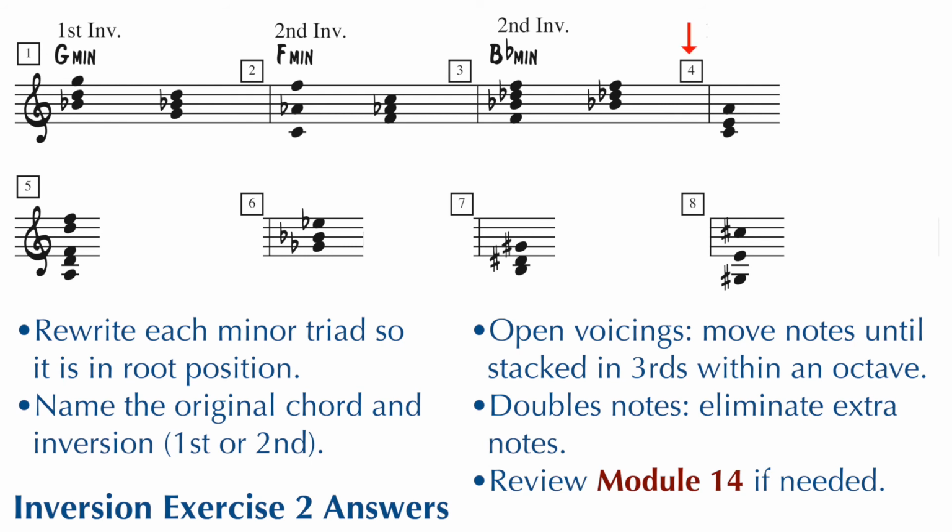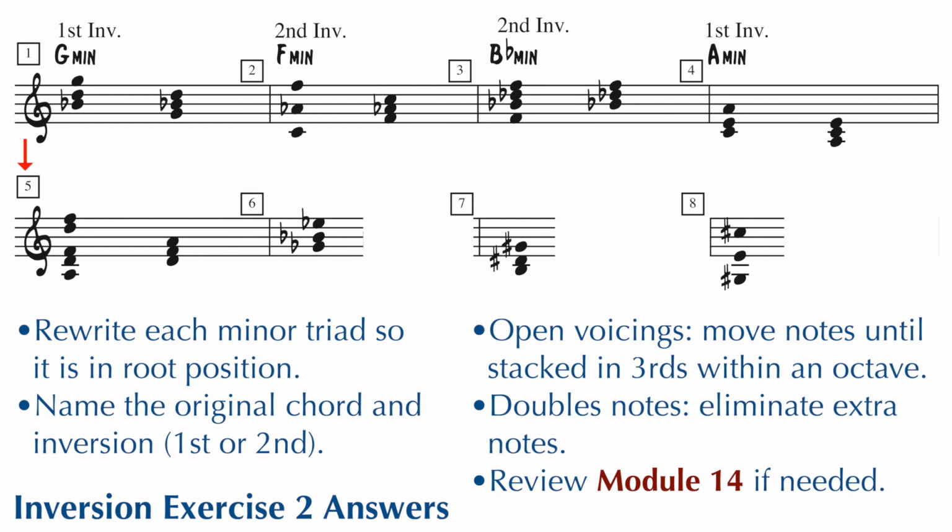Number 4, I can take that A at the top of the chord and move it down an octave, and now we have everything nice and neatly stacked in thirds with an A, C, and an E. This is an A minor chord originally written in first inversion because the C, the third of that chord, is in the bass.